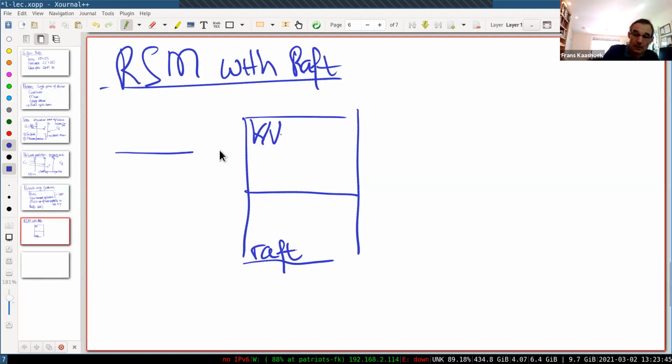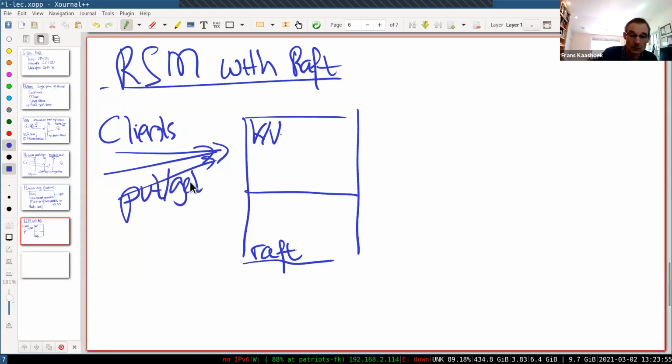And clients talk to the key value servers, and submit put and get operations. And when the key value server receives one of these put and get operations, it basically hands it off to Raft. It puts it in what we'll see in much more detail, a log. I'll actually draw this slightly differently. So it appends it to the end of the log.